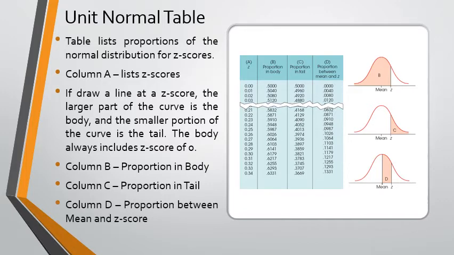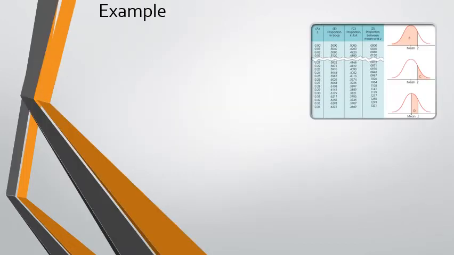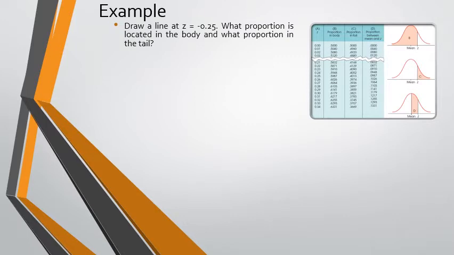And then column D would give you the proportion between the mean and a z-score. Okay, so we'll use that for special problems. So let's look at an example of how to use this. First off, I'm going to tell you to draw a line at z equals negative 0.25. What proportion is located in the body and what proportion is located in the tail?